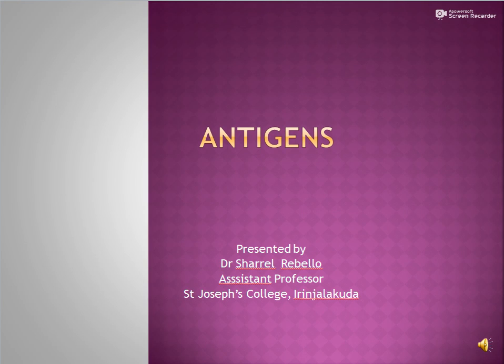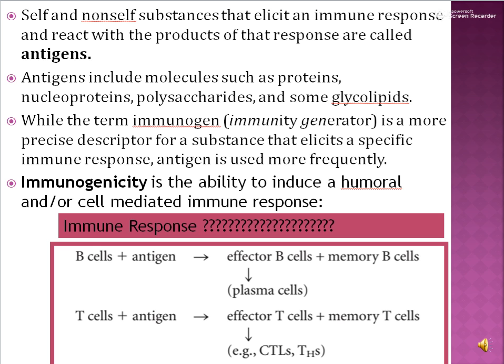In the previous session we mentioned what an antigen is and how it is different from an immunogen also. As we use the term antigen, it is commonly referred to as a self or non-self substance which could elicit an immune response and react with the products of that particular response. That is a common term that we use, or that is how we define an antigen.